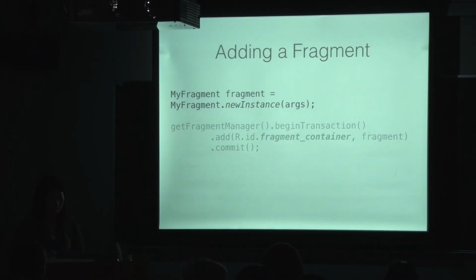And then once we've done that, the next step is to get a reference to our Fragment Manager, or support Fragment Manager if using the support library. So that's that right there. And then here we can call add or replace or whatever it is that we're trying to do, and then a call to commit.